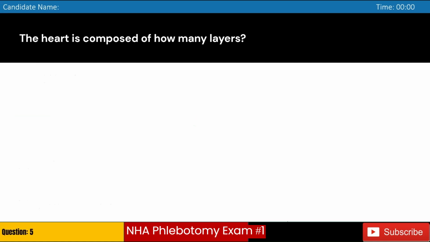The heart is composed of how many layers? A. 1. B. 2. C. 3. D. 4. Answer C. The heart has 3 layers: endocardium, myocardium, and epicardium.